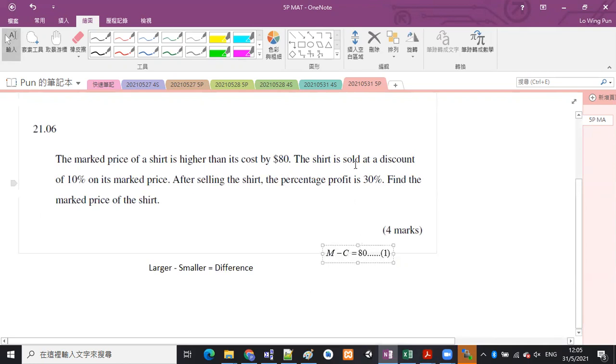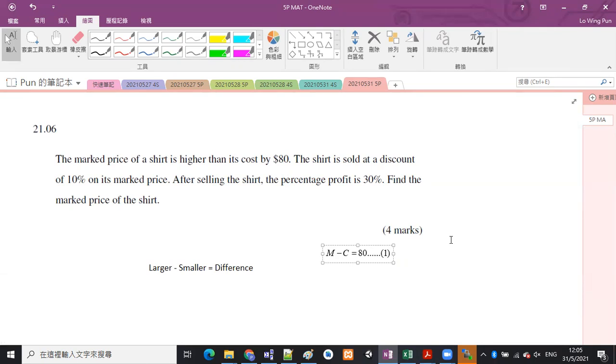And then the shirt is sold at a discount of 10% on its market price. And there's a percentage here, 10%. What is this percentage? Discount percentage, okay? So it is given the discount percentage. And then last Friday, I've asked you to write down a sentence about given discount percentage. Okay, what should we write? What should we start with?